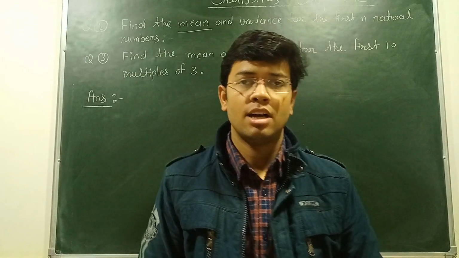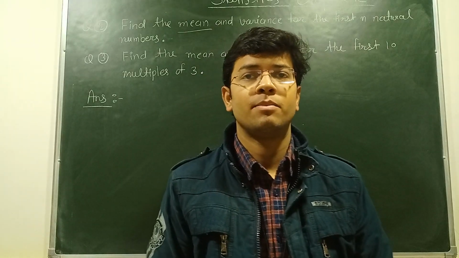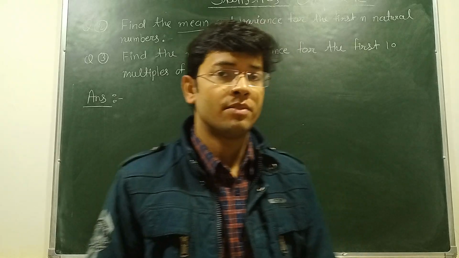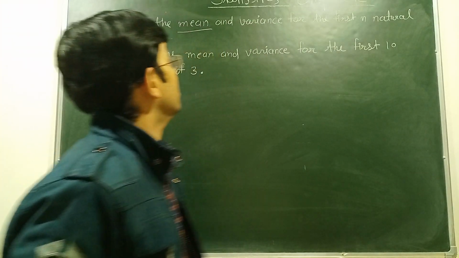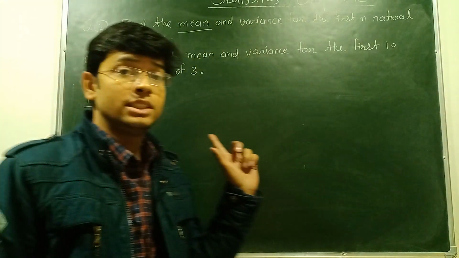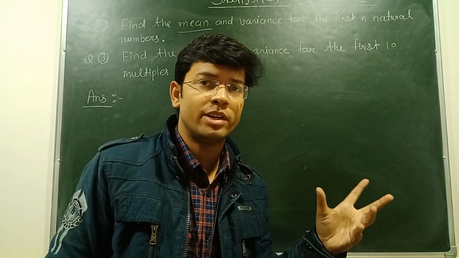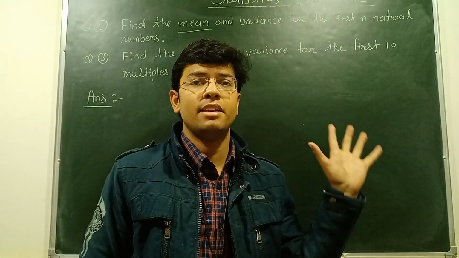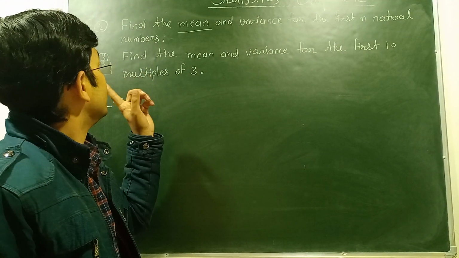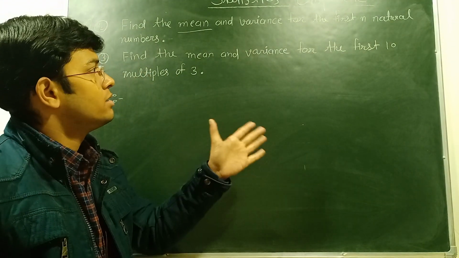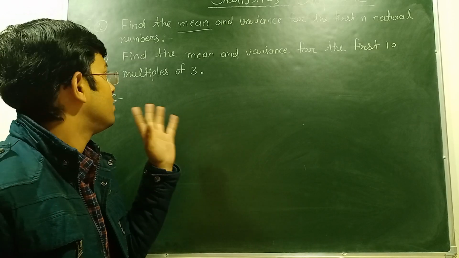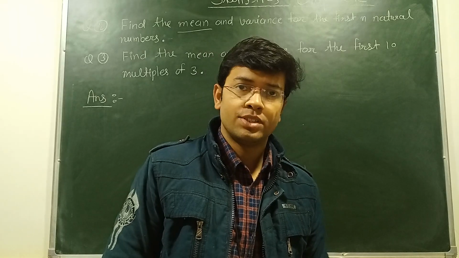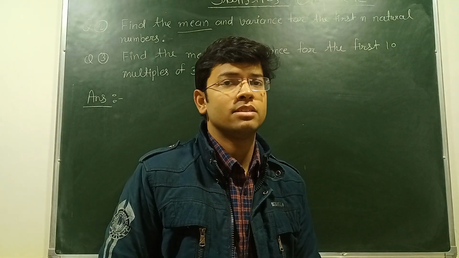In this session, I will explain two questions. First is from the NCERT, question 2 and question 3, maybe exercise 20.2. Find the mean and the variance of the first n natural numbers. And second is find the mean and the variance for the first 10 multiples of 3. So we will start with the first question and then the second question.